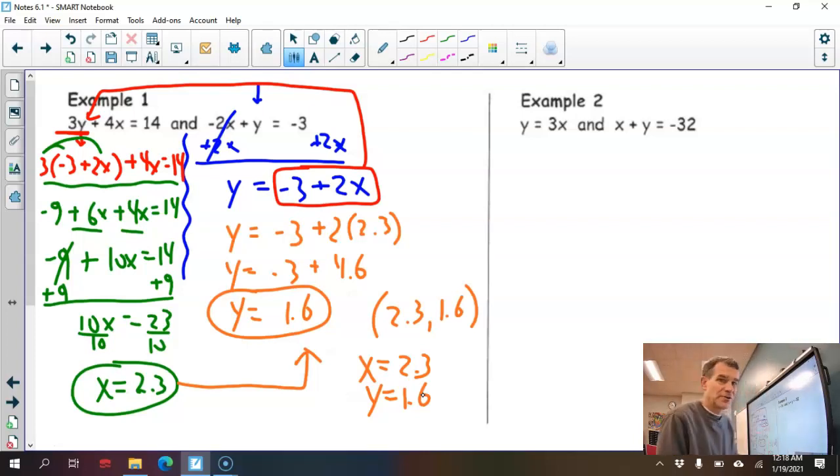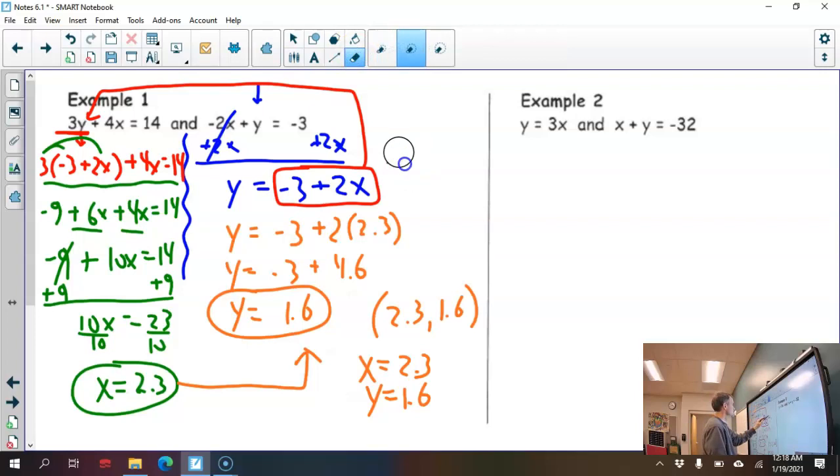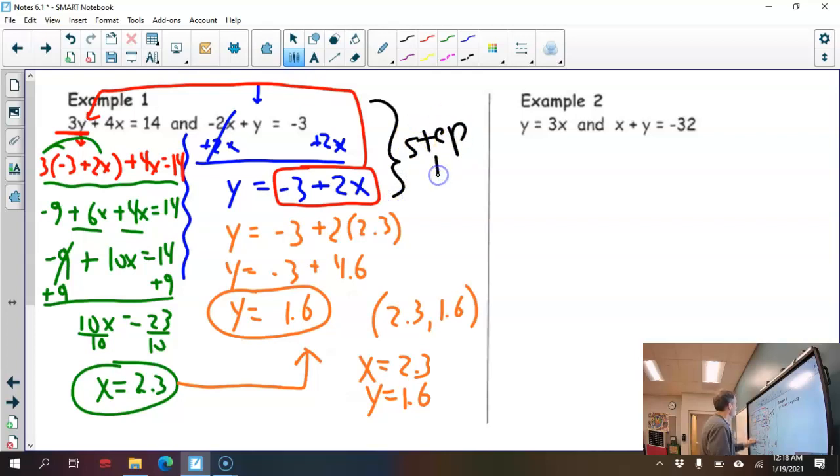I want to review this real quickly so you're clear on what to do. Step 1 was, oops, I messed up. All right, step 1 was right here. I got the y by itself. Step 2 was when I made the substitution. I replaced the y with what y equals.